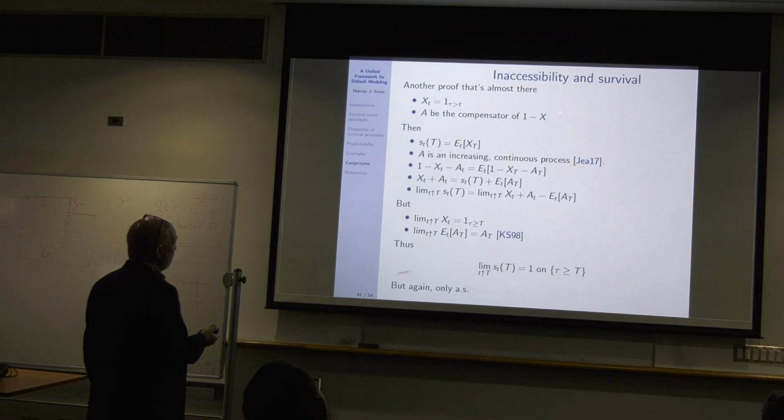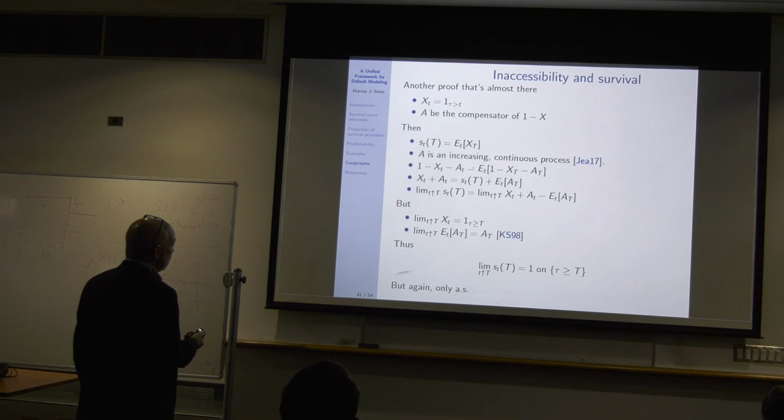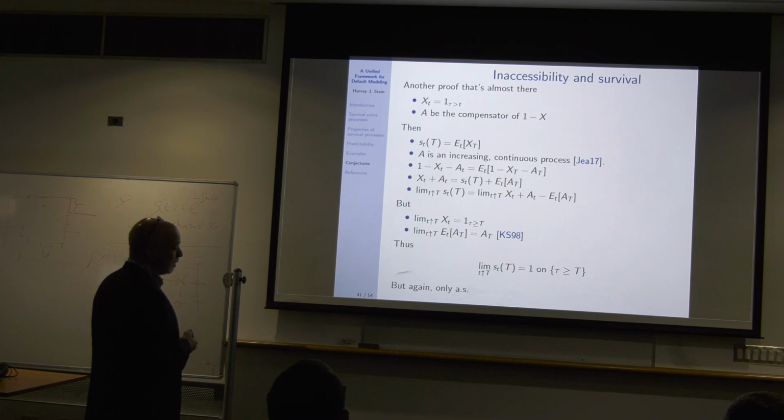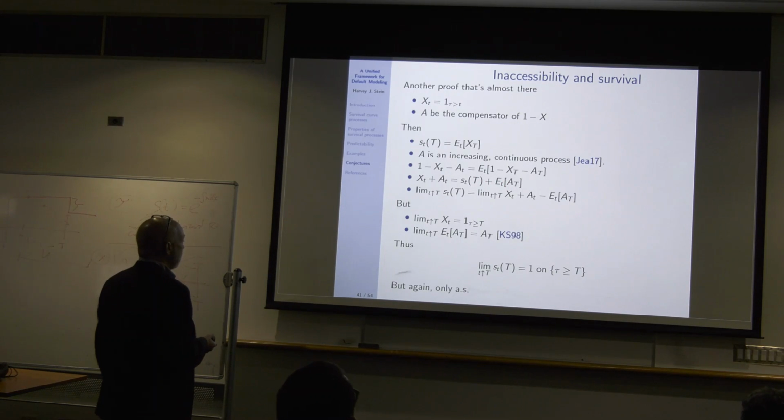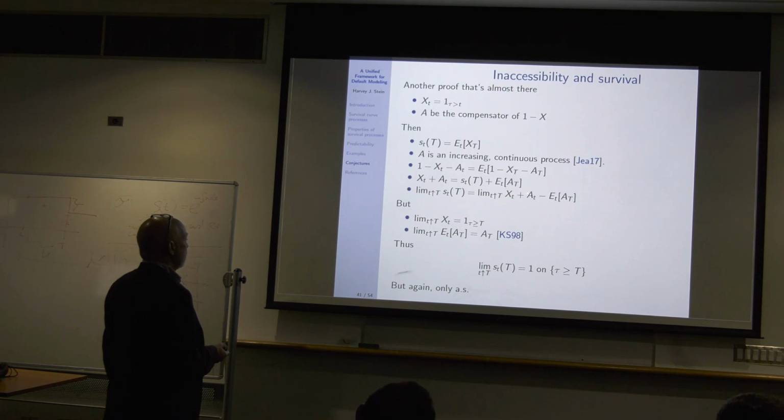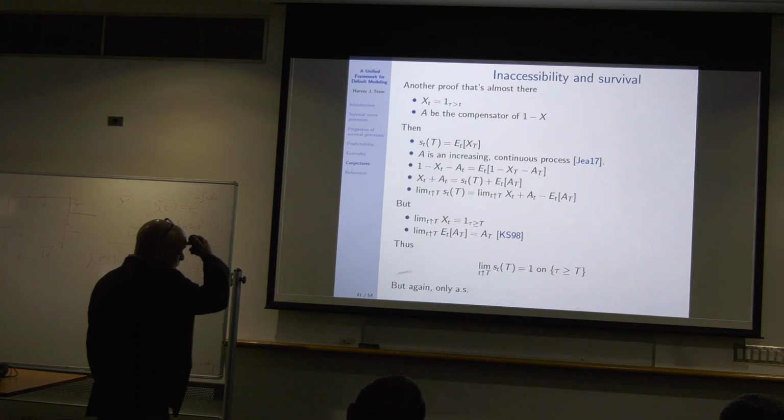Right, 1 minus x minus a is a martingale, so it's equal to the conditional expected value of the future values. Just work through the expected value. Over here you have the expected value of x sub t. The 1's cancel out. And the difference here is you have the x plus at, and you have the survival probability plus the expected value of at. So the limit of the survival probability is the limit of the x plus the a minus the limit of the expected value of a at the future time.